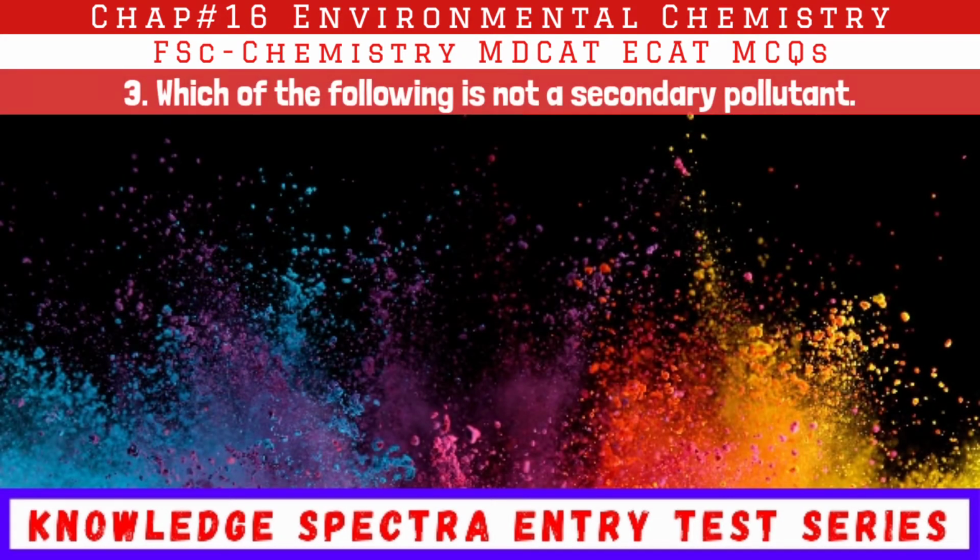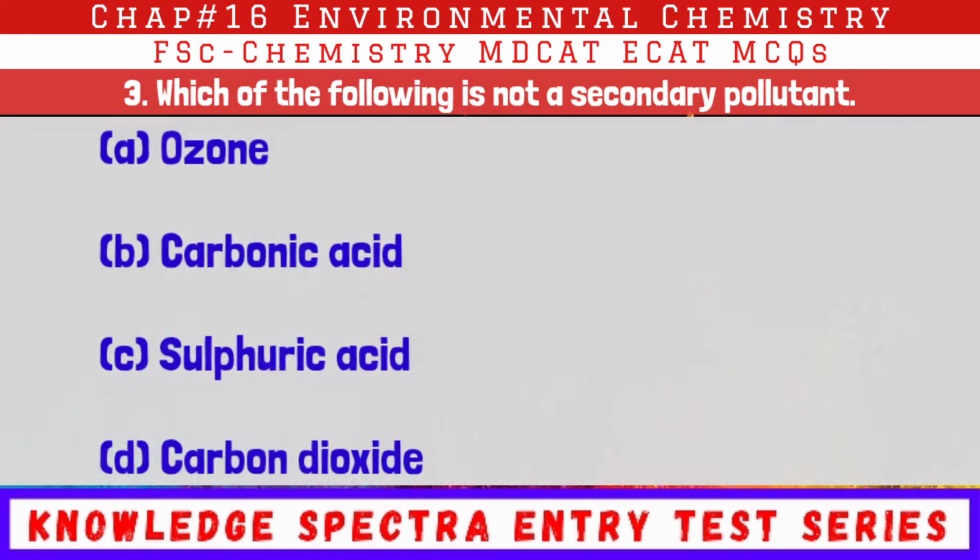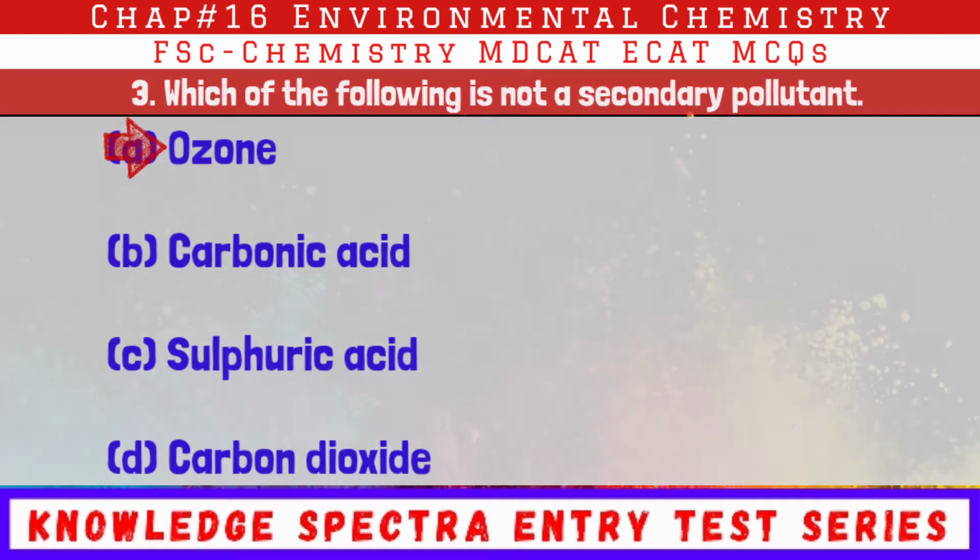3. Which of the following is not a secondary pollutant? A. Ozone. B. Carbonic acid. C. Sulfuric acid. D. Carbon dioxide. Correct answer is A. Ozone.